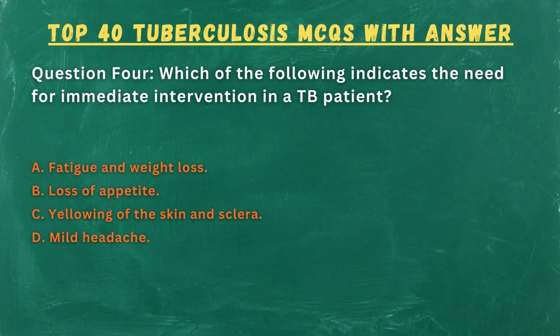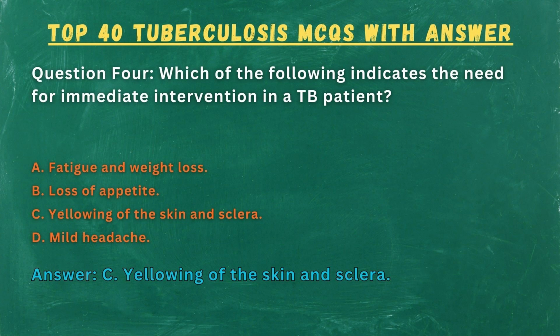Question 4. Which of the following indicates the need for immediate intervention in a TB patient? A. Fatigue and weight loss. B. Loss of appetite. C. Yellowing of the skin and sclera. D. Mild headache. Answer: C. Yellowing of the skin and sclera.